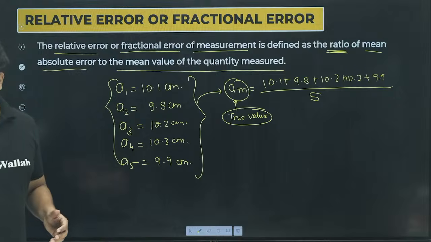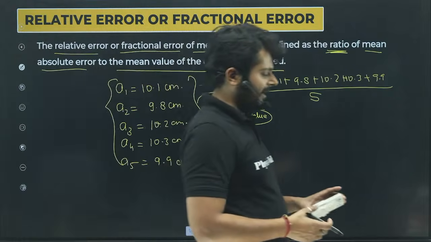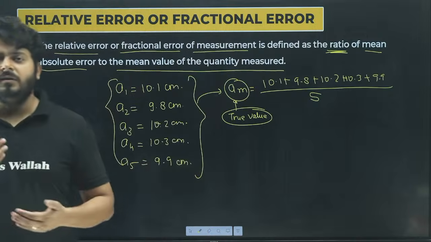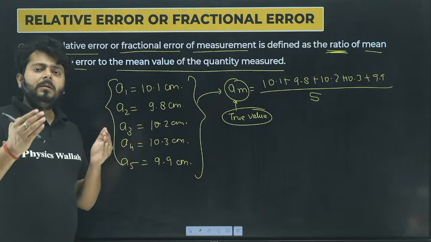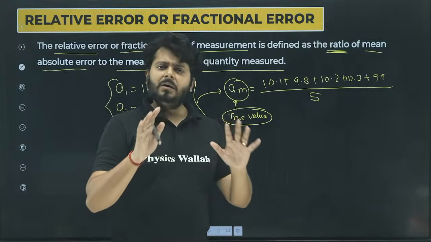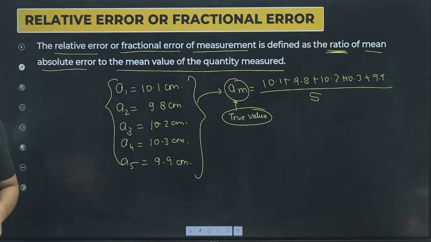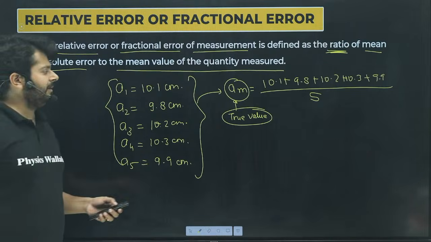So when you don't know the true value, what you can do is take multiple measurements, and then the mean of those measurements can be treated as the true value of the thing, right? The mean of those things can be taken as a true value.